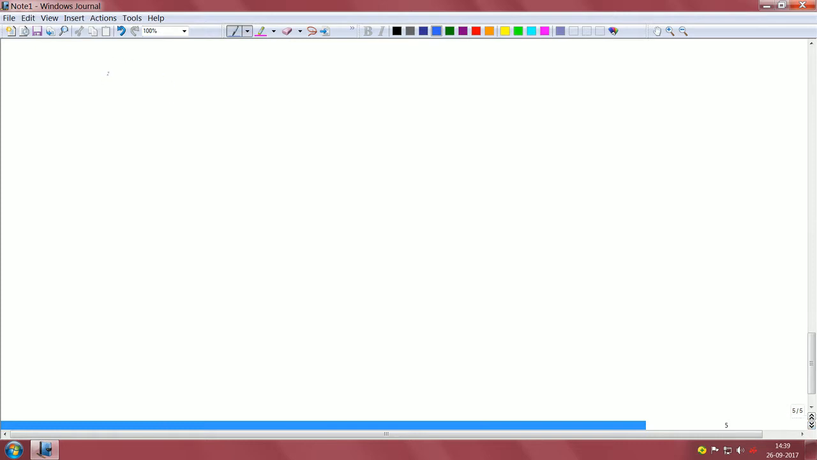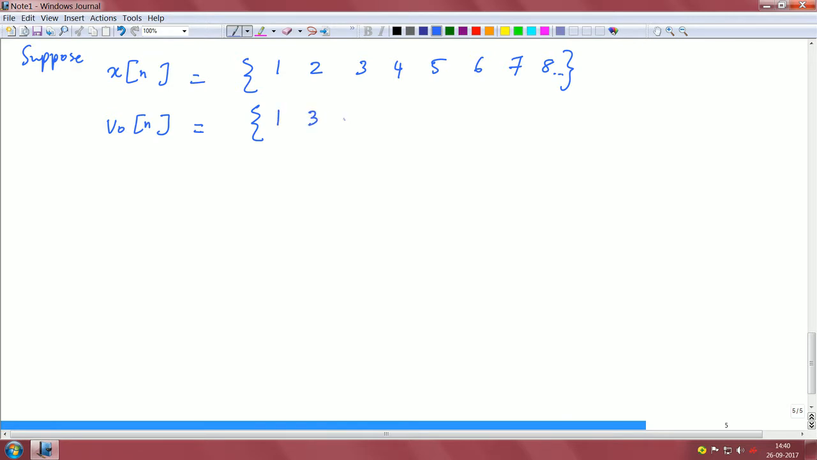So, let us take for granted that x of n is, suppose x of n is a ramp. Maybe I just take about 8 values, 1, 2, 3, 4, 5, 6, 7, 8, and so on. Okay. Now V naught of n is the downsampled signal, right. So basically we have only the odd components 1, 3, 5, 7, and so on, because we are considering only the alternate samples here.